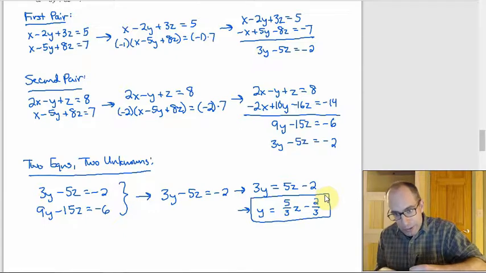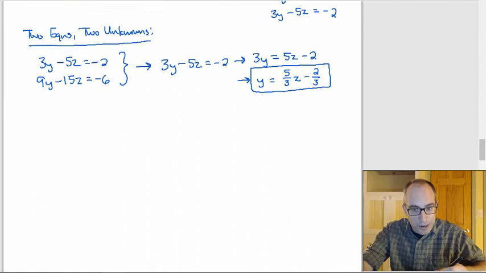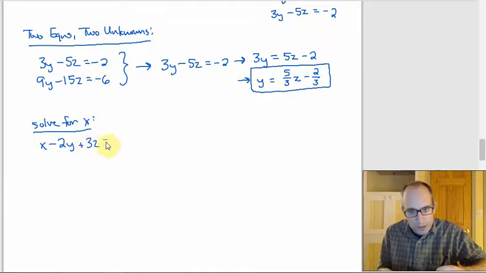So this is one of those ones where you get infinitely many solutions. Like, that's what this is. And then you could solve for x, also in terms of z. So if we're going to solve for x, you would take one of the original equations, so something with an x in it. I just took the first one. So the x minus 2y plus 3z equals 5.